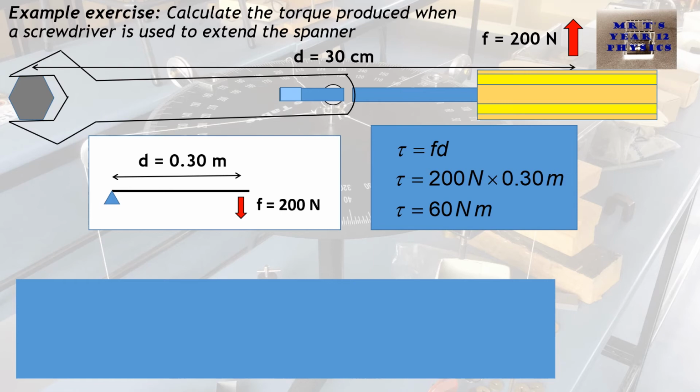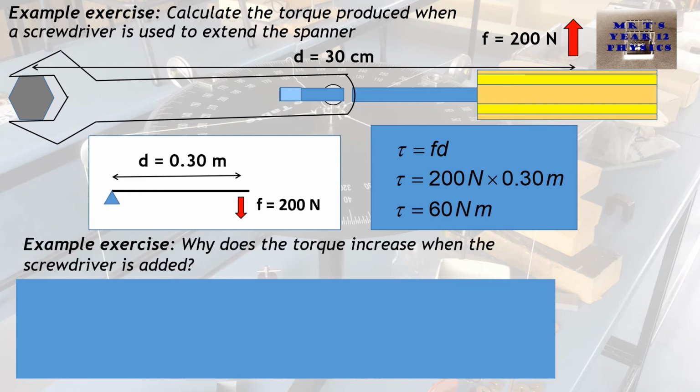So if you have a nut that you can't undo or a bolt you can't undo, try increasing the length of the lever. That will give you more torque and make it more likely you can undo your nut or your bolt. So why does the torque increase when the screwdriver is added?